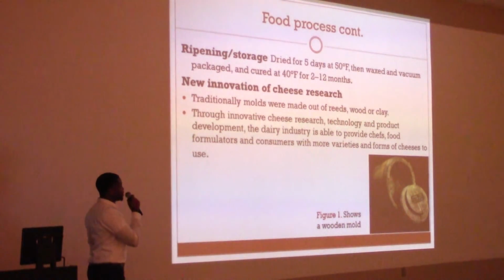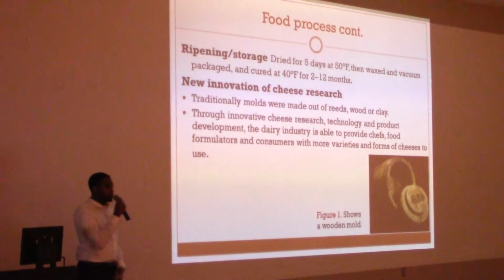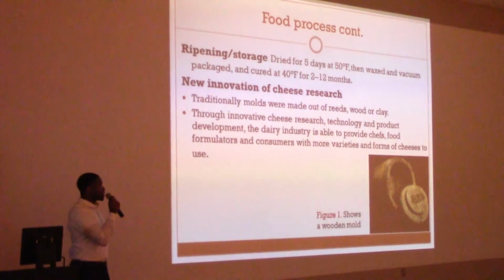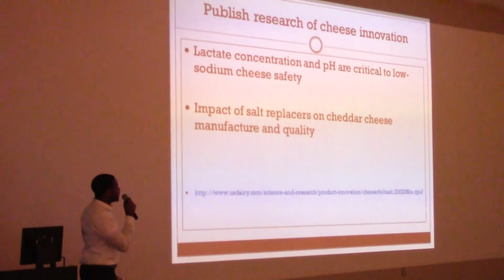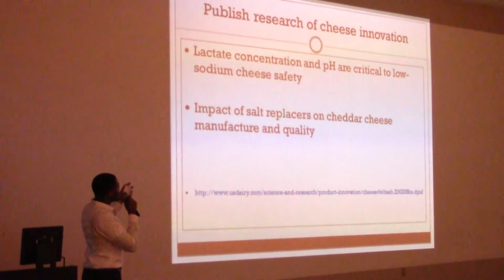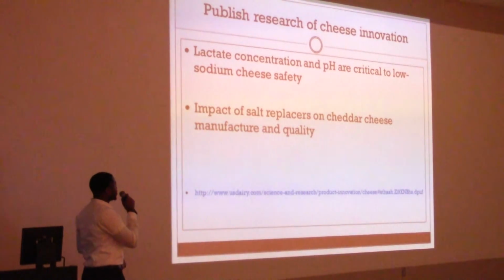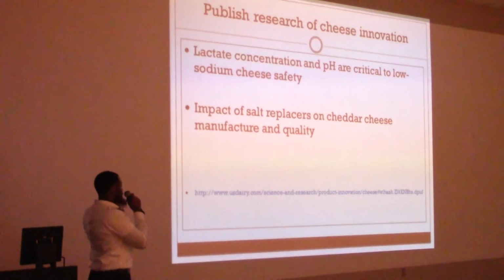Then we have the new innovation of cheese research. In figure 1, it shows a wooden mold, because traditionally molds were made out of reeds, wood, and clay. Through innovation of cheese research and technology and product development, the dairy industry is able to provide chefs, food formulators, and consumers more varieties of cheese to use. And this page shows the 2 articles that were published on research: lactate concentration and pH are critical to low sodium cheese safety, and the impact of salt replacements on cheddar cheese manufacturing quality.